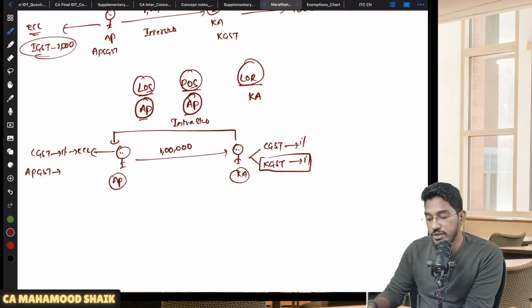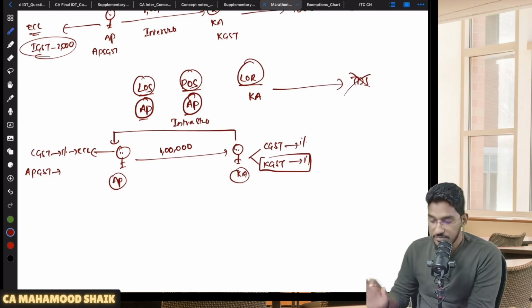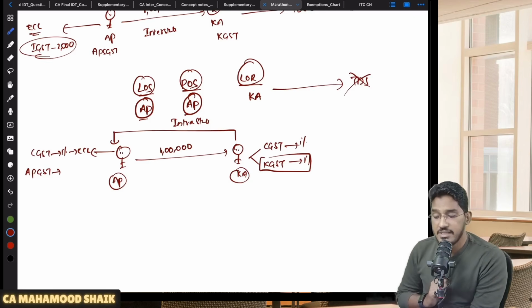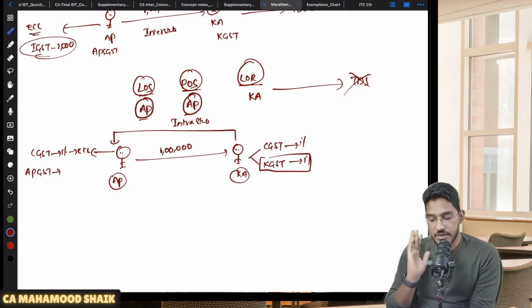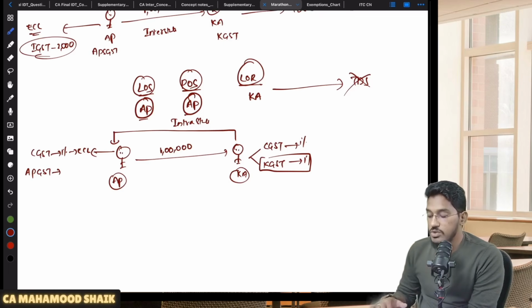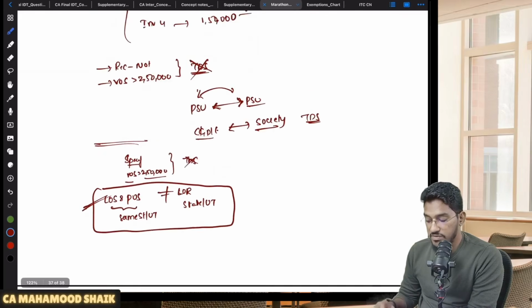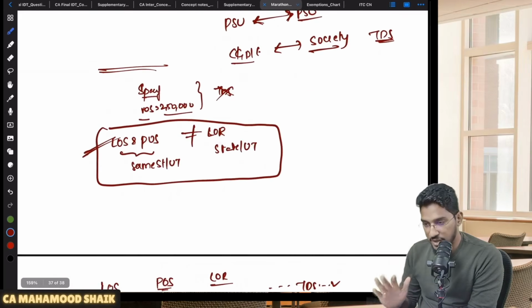So in order to avoid all this headache, they said in this case TDS itself will not become applicable, because they don't want fights between the state governments. I hope you are able to understand. If you understand the logic, the concept will become very clear. But for the exam, you have to remember this.